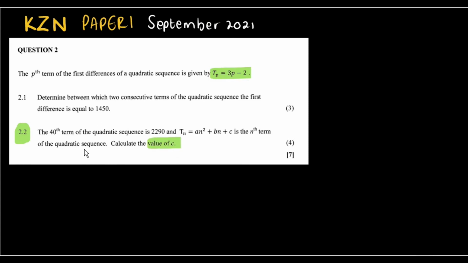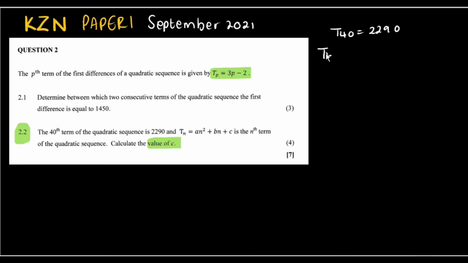So clearly all we've been given in this question right now is the 40th term, which is equal to 2290. So we know that T40 is equal to 2290, and they told us that this is the equation for the quadratic pattern. Tn is equal to all of this. So what your first instinct would probably be is to take this and just substitute term 40 into this equation.